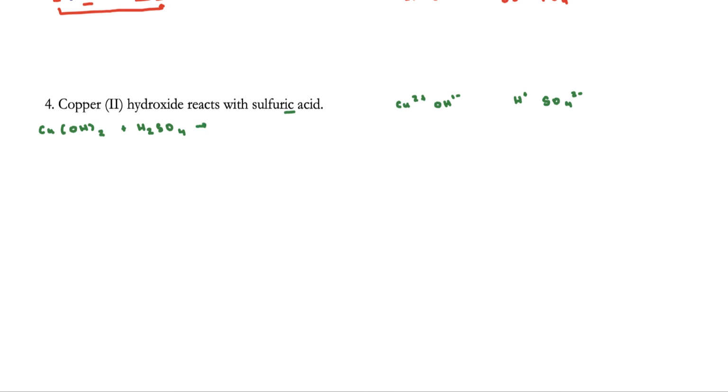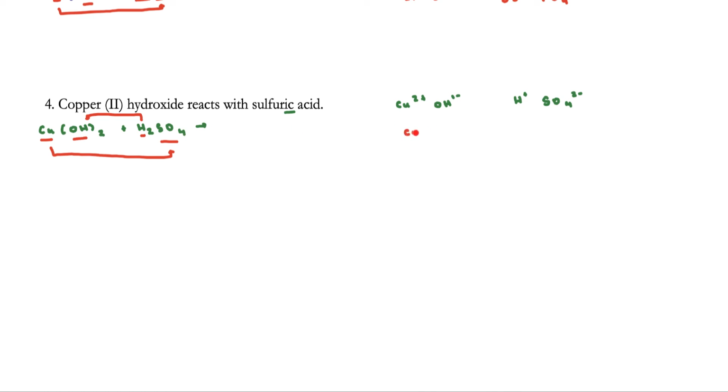Now I'm going to simply do my innies and my outies. So I've got copper here and sulfate. I'm going to combine together. And then hydrogen with OH. Remember, ignore the 2 and the 2 here. I'm just concerned with the identity of what I'm crossing, hydrogen and hydroxide.